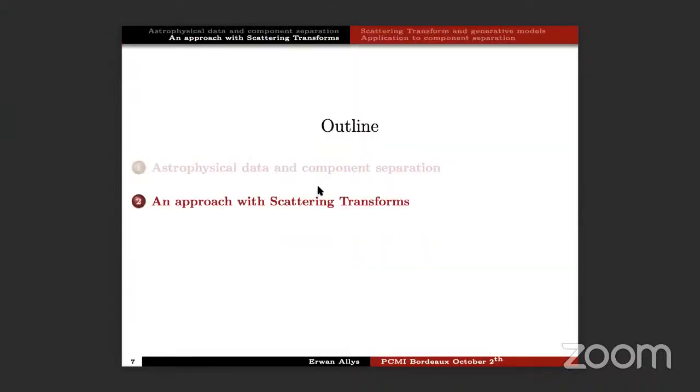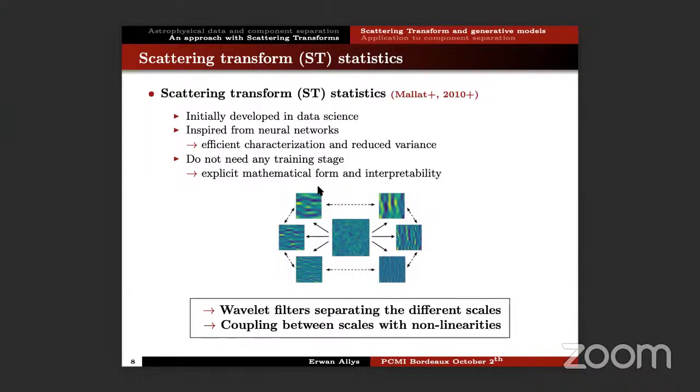So basically, in the 8 minutes I have left, I will try to convince you that we can do things with scattering transforms that I will introduce. Scattering transform statistics are a family of summary statistics which have been initially developed in data science, and then introduced in various natural sciences, in particular in astrophysics. It's inspired from neural networks, but it's only summary statistics.